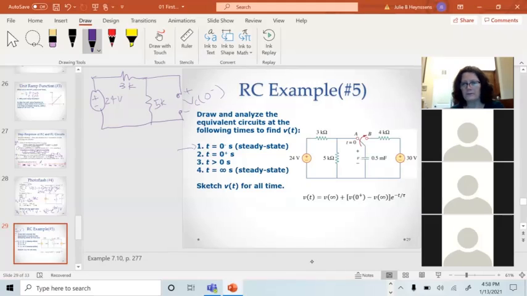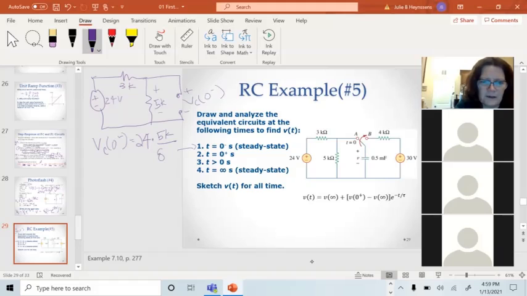I can do that with a voltage divider. VC of 0 minus, since it's in parallel with the 5K ohm resistor, is going to equal the same thing as the voltage across the 5K. So VC of 0 minus equals 24 times the resistor I want the voltage across, 5K, over the sum of the two, which is 3K plus 5K is 8K. So I get 5/8 of 24.